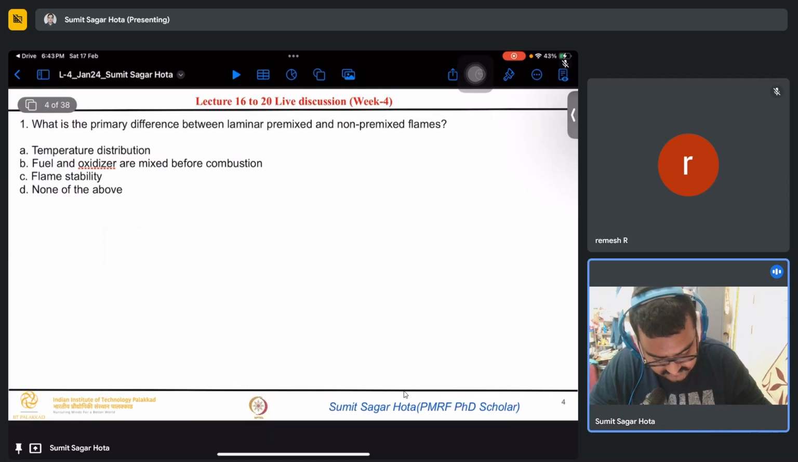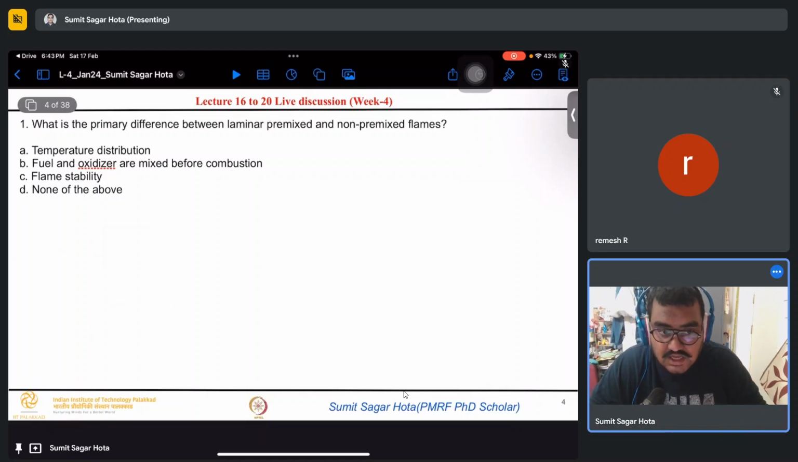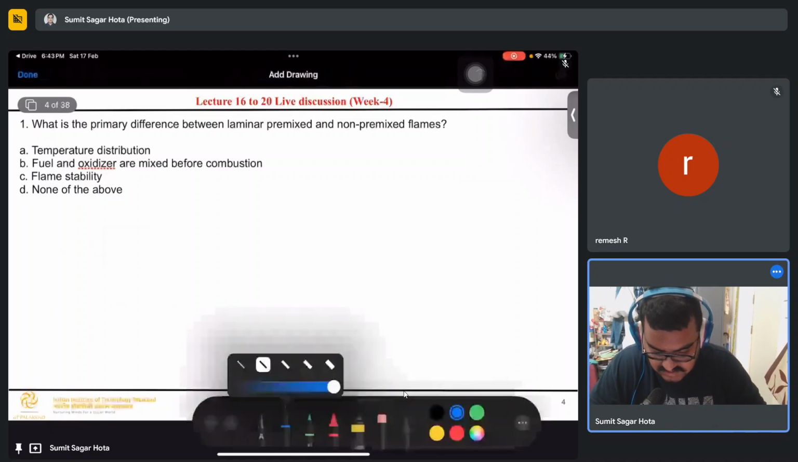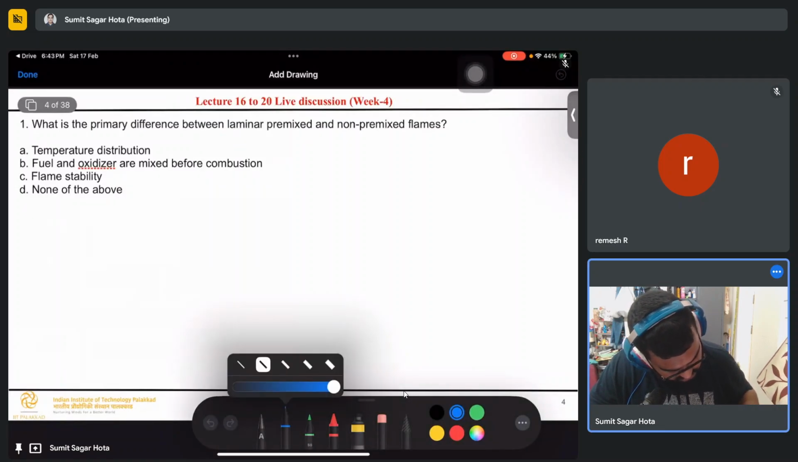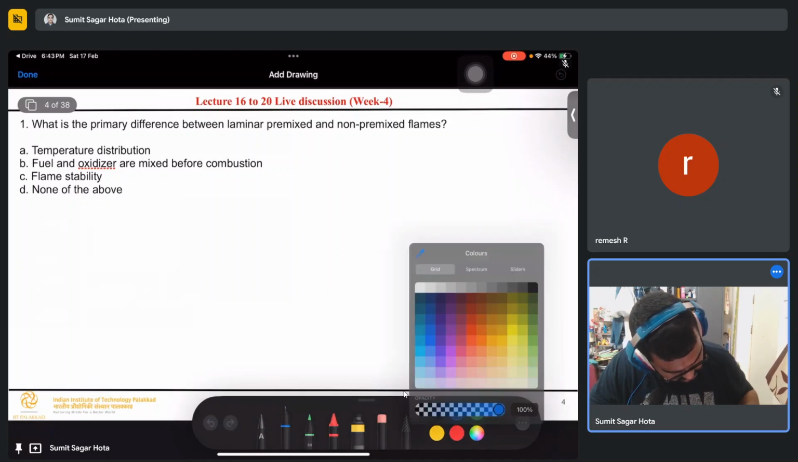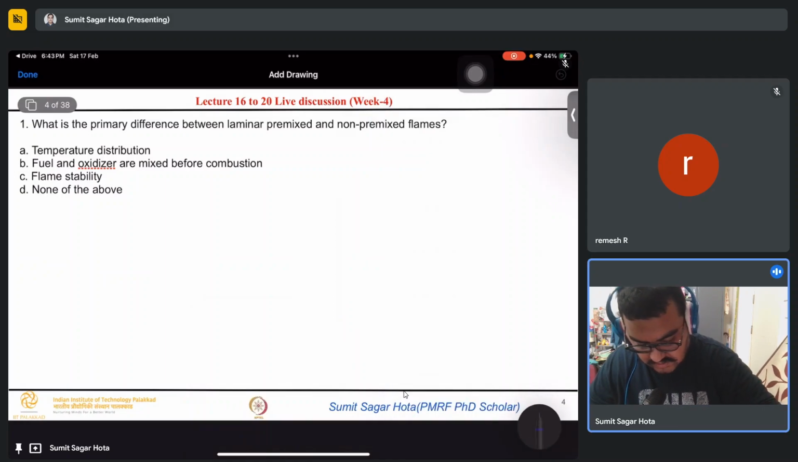What is the primary difference between the laminar premixed and non-premixed flames? Okay, so in this section I think it is related to your laminar premixed and laminar non-premixed flames. Let's just quickly go through these problems, MCQs.